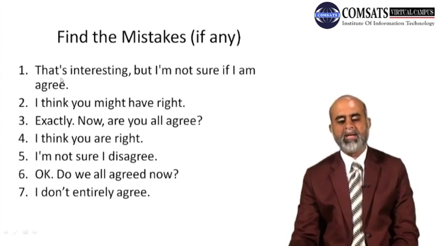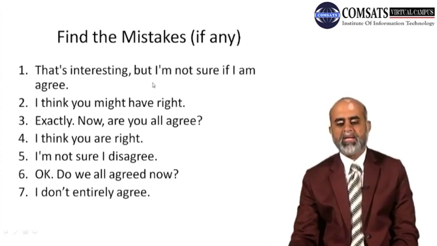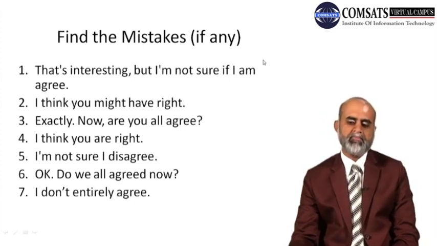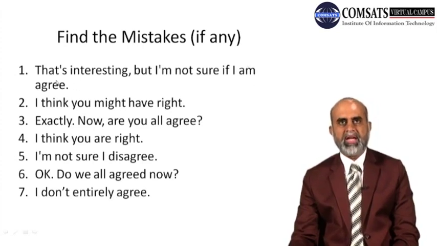Okay, sentence number 1. That's interesting, but I'm not sure if I am agree. You're right, this sentence is incorrect. The correct sentence could be, that's interesting, but I'm not sure if I agree. With I, we don't say I am agree. We say I agree or I disagree. So am is not correct here. We should say, that's interesting, but I'm not sure if I agree.